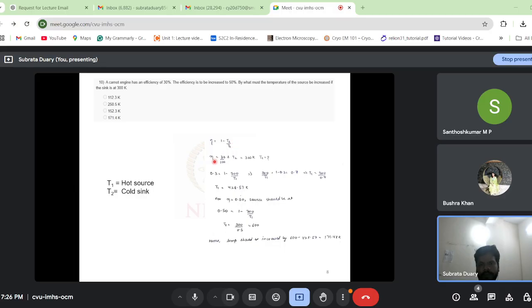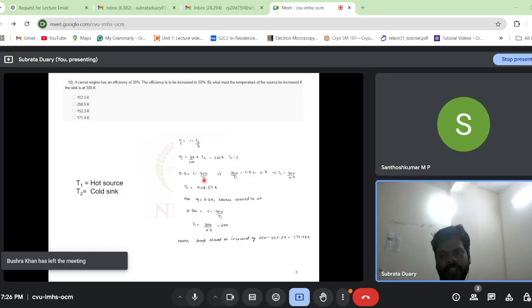Okay. Now this is 30% efficiency. This is eta equal to 30 by 100, and the efficiency is to be increased to 50 percent. Now you have to find out that the sink is 300K, right? So T1 will always be higher than T2 because this is the hot source. Obviously, it will have a higher temperature compared to this cold sink.